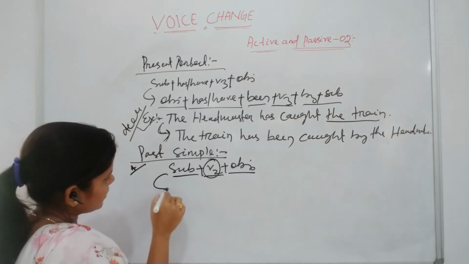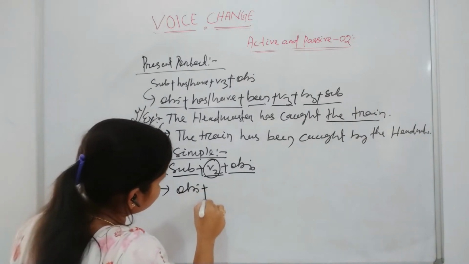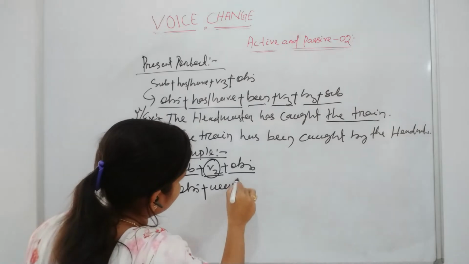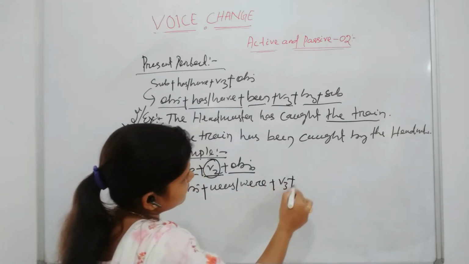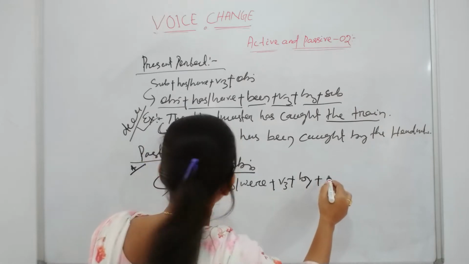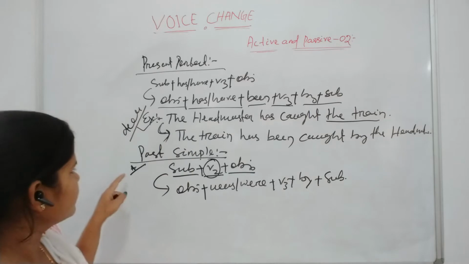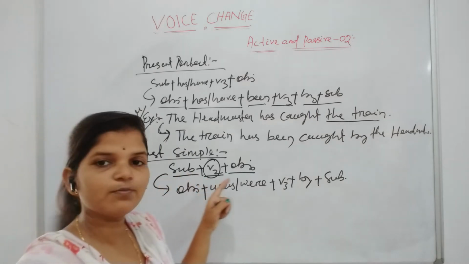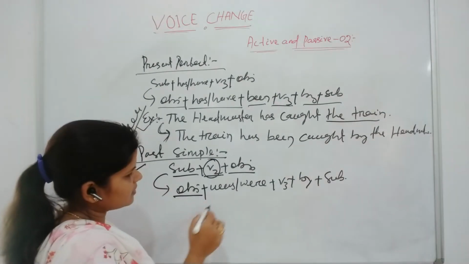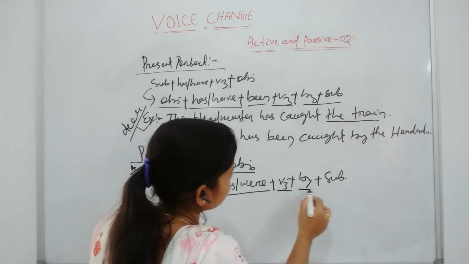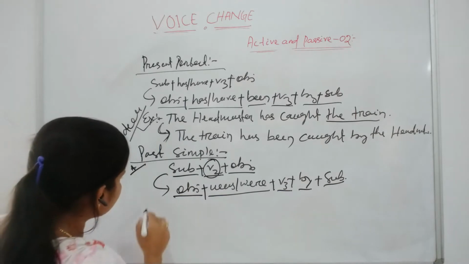Then when converting active to passive, the structure is object plus was/were plus V3 plus by plus subject. So the active structure is subject plus V2 plus object, whereas converting to passive, it is object plus was/were plus V3 plus by plus subject. Now we discuss an example.